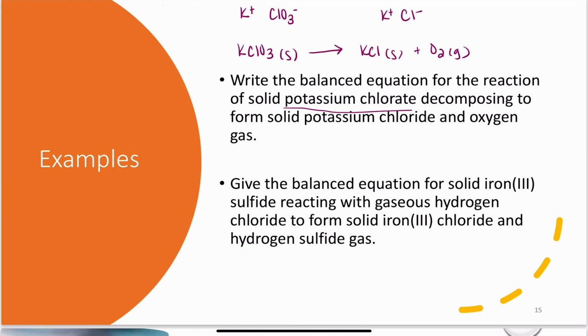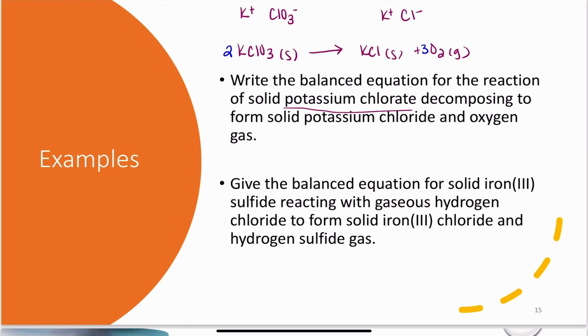Let's go ahead and balance this out. I've got 1 potassium on each side, 1 chlorine on each side, but I have 3 oxygen on my reactant side and 2 oxygen on my product side. To balance it out, I'm going to put a 2 in front of the potassium chlorate and a 3 in front of the oxygen. Now my oxygens are balanced, but now my potassium and chloride are not balanced.